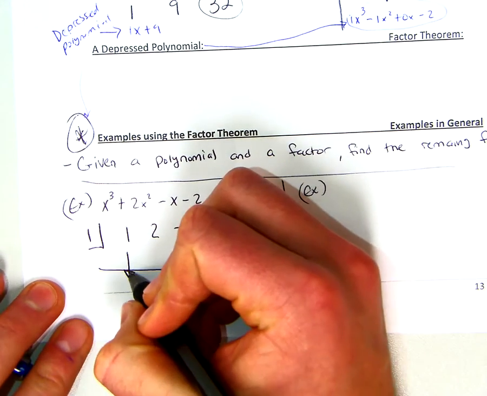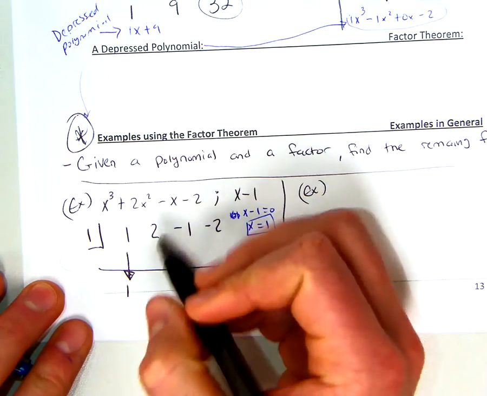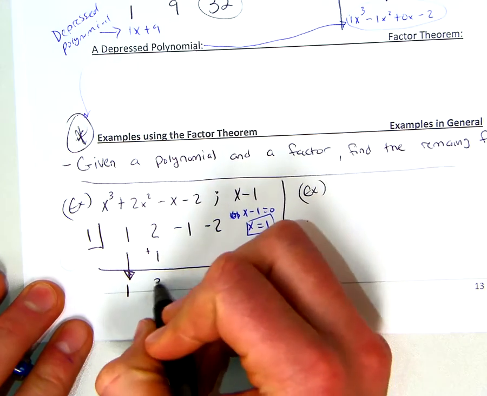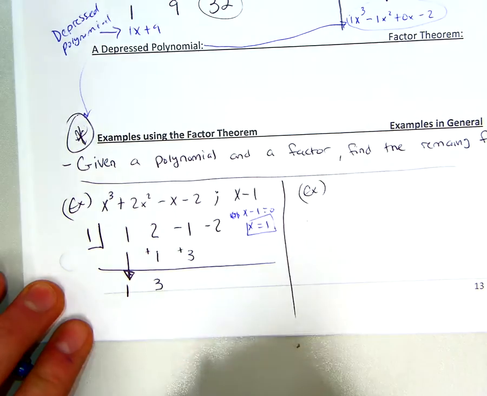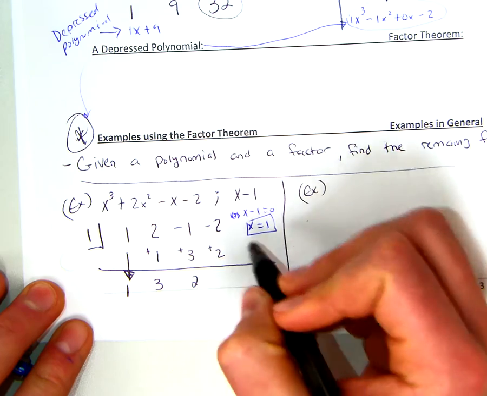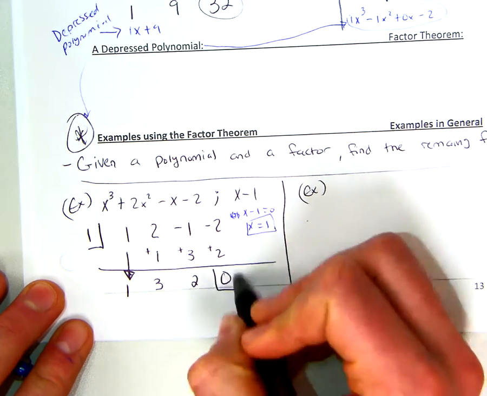Same process as before. So we drop this down, we have a 1 here. 1 times 1 is 1. 2 plus 1 is 3. 3 times 1 is 3. Negative 1 plus 3 is 2. 2 times 1 is 2. Negative 2 plus 2 is 0.